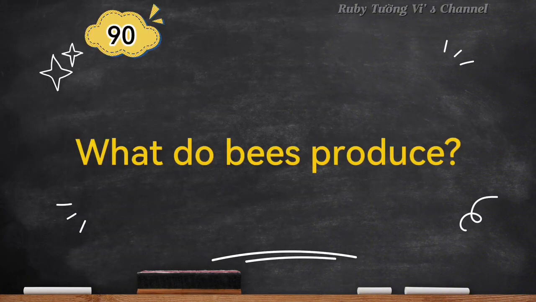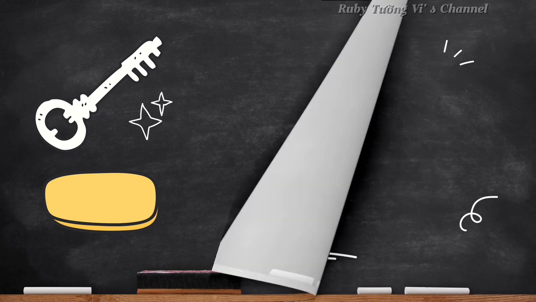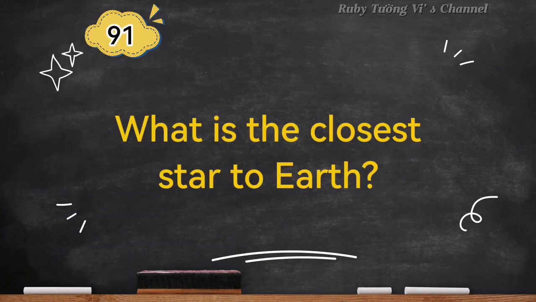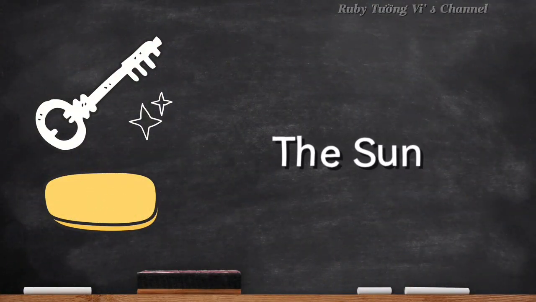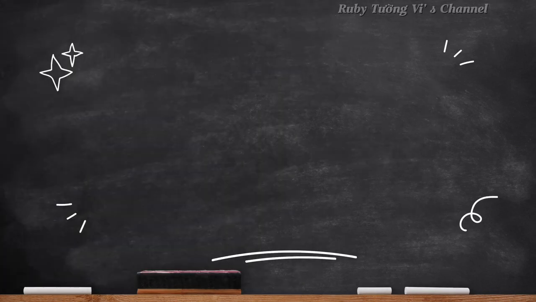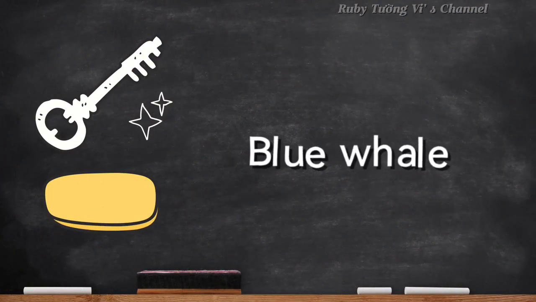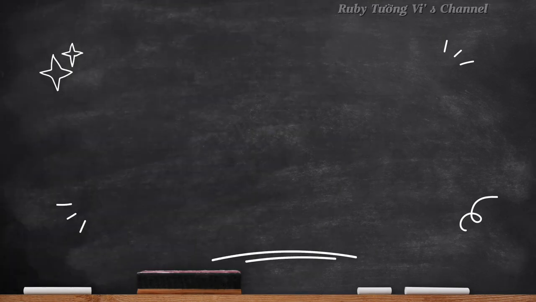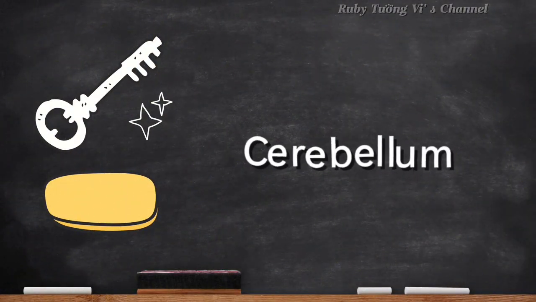What do bees produce? Honey. What is the closest star to Earth? The sun. What is the largest mammal in the ocean? Blue whale. What part of the brain controls balance? Cerebellum.